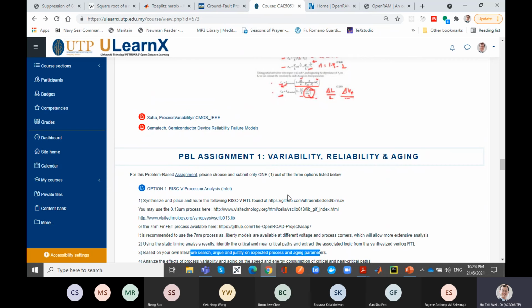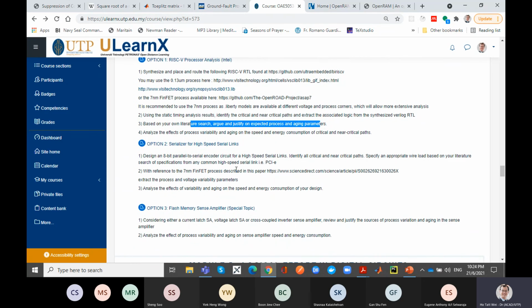Okay, Eugene has asked me what will be more relevant to hardware track. Option 2, Eugene, is high-speed serial links. You start designing an 8-bit parallel to serial encoder. This you can actually do by hand. You don't actually need to do any of this by software.